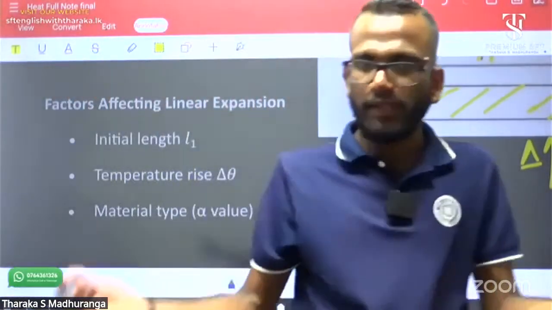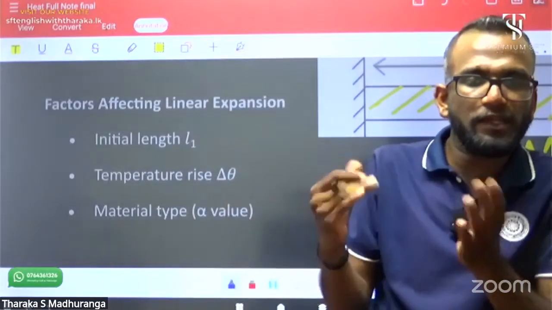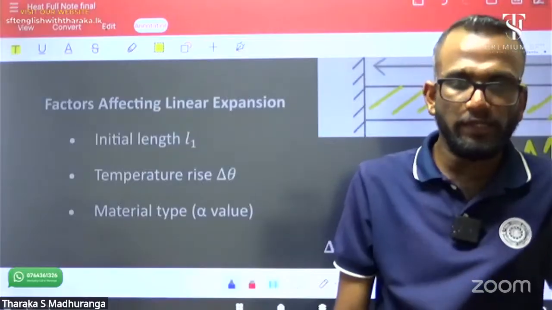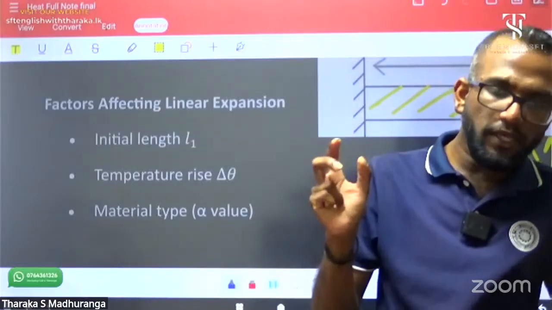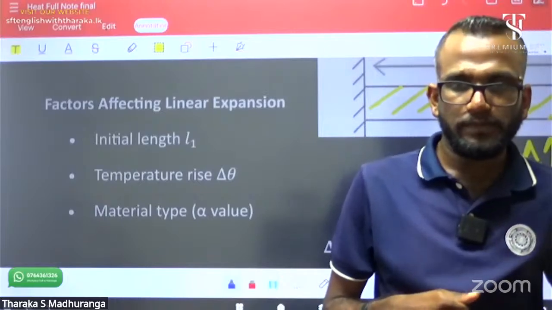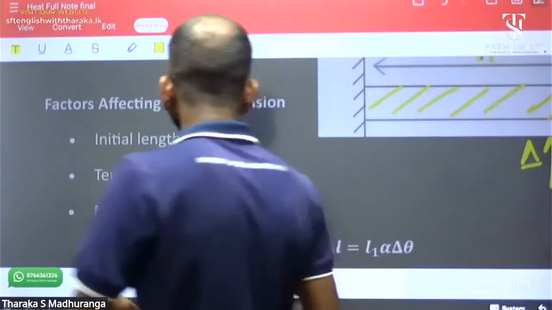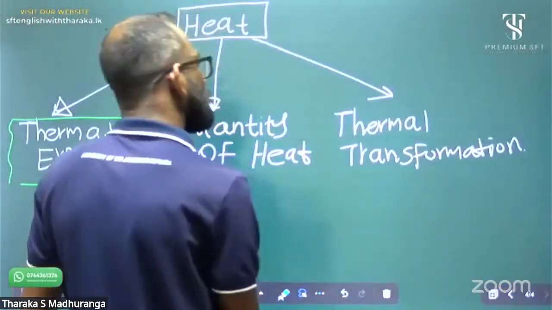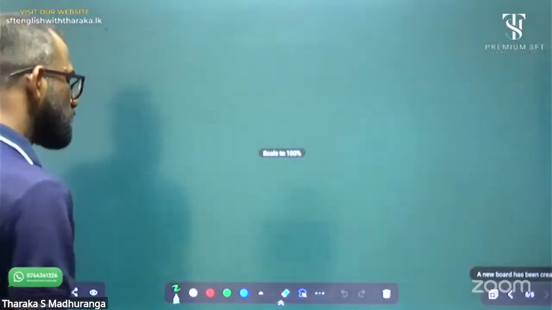I got that, that's the linear expansion: with temperature increase, the length increases. For linear expansion, there are three main factors that affect it. It is very important, linear expansion.